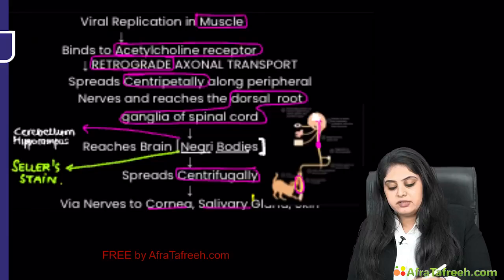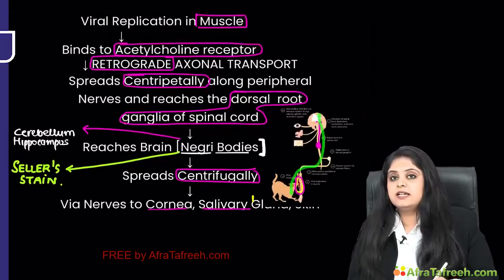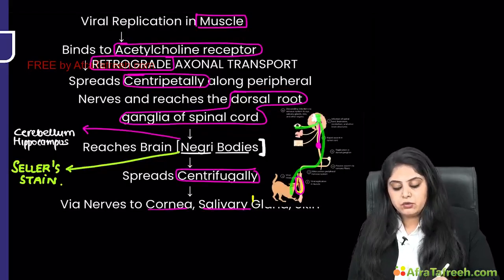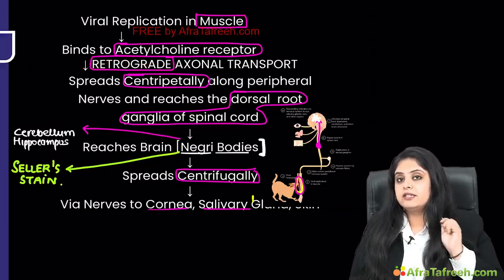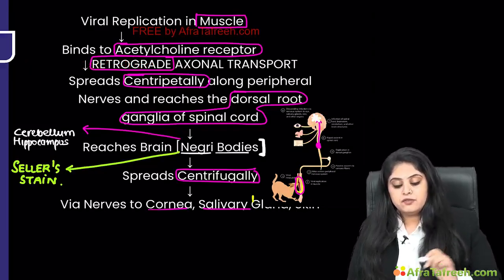So remember, based on this, why? Because first the virus went to the brain. After going to the brain, it has gone to the cornea, the salivary gland, and the skin. So from the skin, you can take a sample, a hair follicle at the nape of the neck. All of this is said and done.